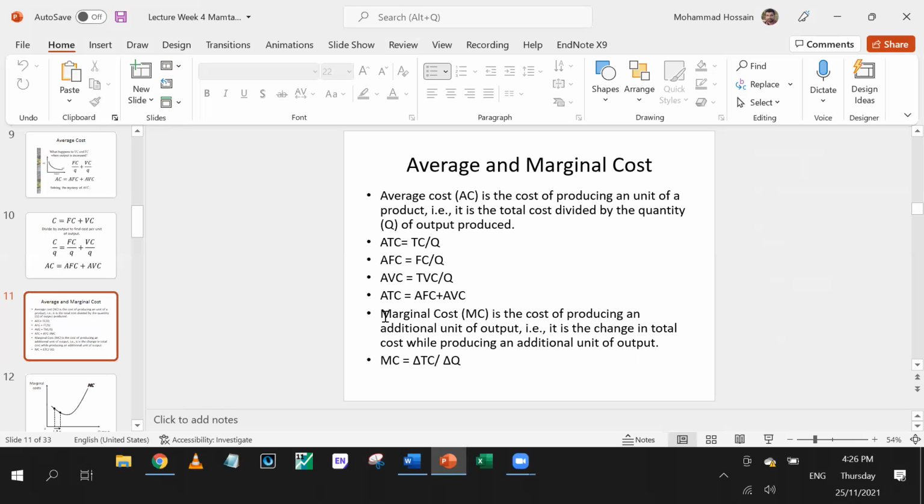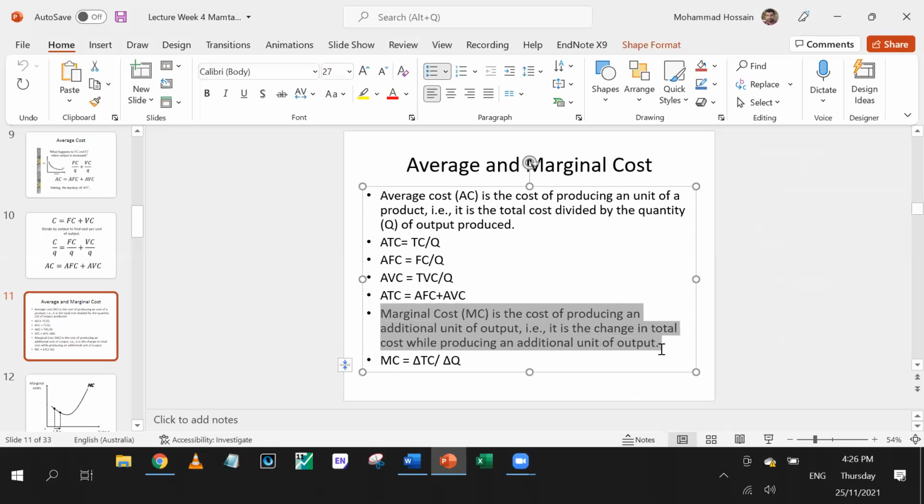I would like to bring up this new item, marginal cost. What is marginal cost? Marginal cost is the cost to produce one extra item. To produce one extra item, how much will your total cost increase? That is known as your marginal cost.